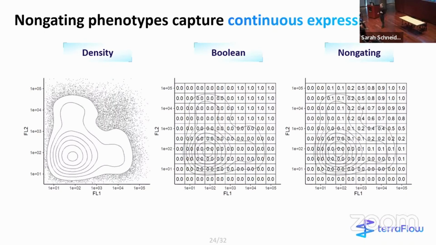With our non-gating approach, the brightest cells still have a value of 1, the dimmest cells still have a value of 0, but now we introduce a continuum of values between them. And what this allows us to do is to approximate that double positive population without relying on a single cutoff. So if this image were covered, you would see the top corner would be red, the bottom corner would be blue, but you would see a range of colors in between.